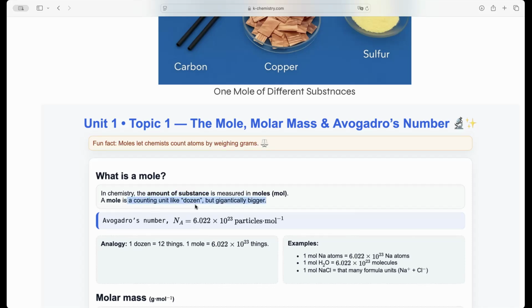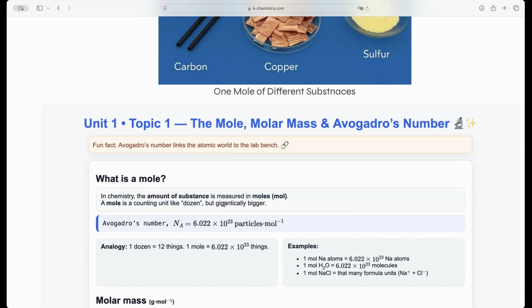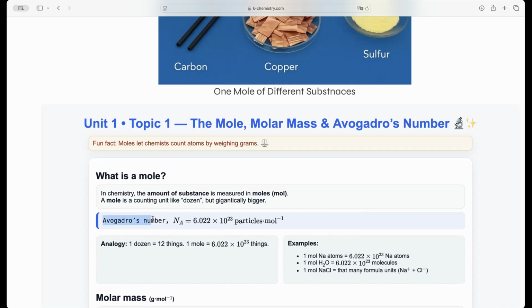It's a counting unit like a dozen. Instead of saying dozen for 12, pair for 2, I'm having a bigger number, a very, very big number. It's actually 6.022 times 10 to the power of 23 particles for every mole. We call this number Avogadro's number, so we don't have to repeat 6.022 times 10 to the power of 23 every time. I can just say Avogadro's number. Avogadro's number of what? Of anything, any type of particles.